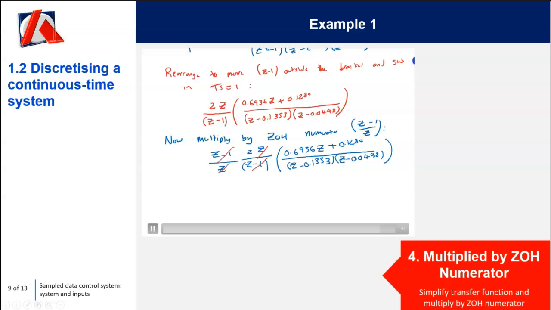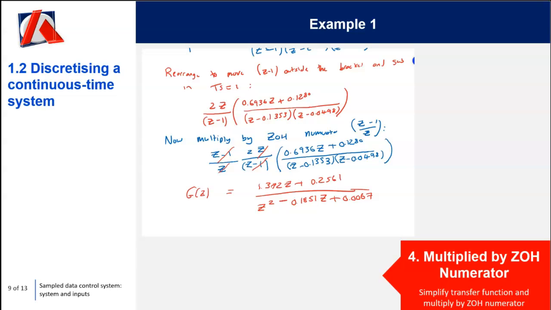So you effectively just ended up with this 2 here that's going to multiply by the numerator. Here I'm just writing out the final form of the transfer function: 1.372z plus 0.52561 over z squared minus 0.1851z plus 0.0067. And that there is your G of z, your discretized transfer function.